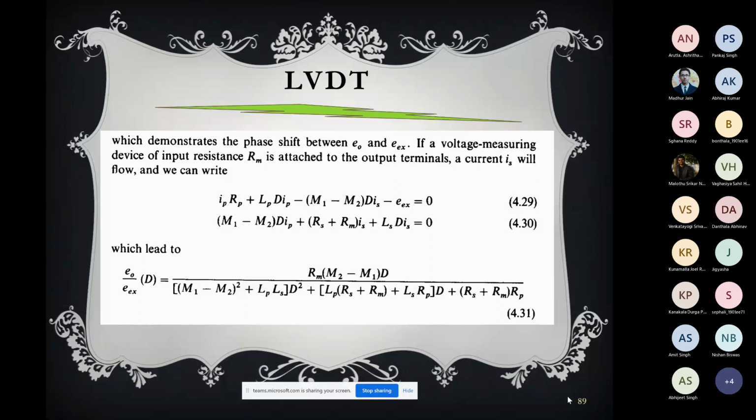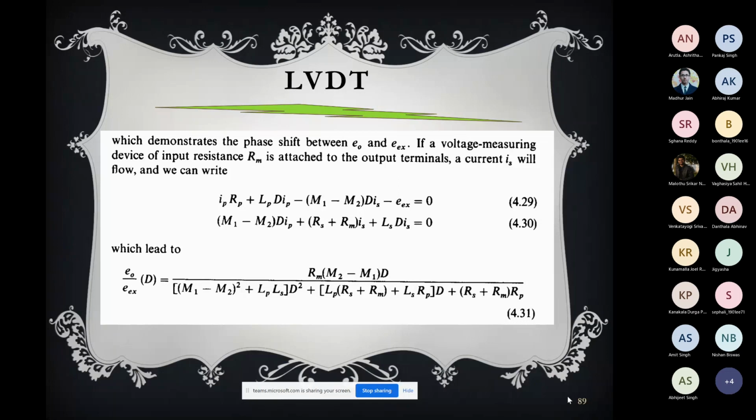Now if you go to the secondary side, what will you get? You get M1 minus M2 into dIP/dt, which is the induced voltage due to IP, plus RS plus RM, the total resistance being RS and the meter resistance RM, into IS, and then LS dIS/dt, or LS s IS. So 4.29 is the primary side KVL, and 4.30 is the secondary side KVL.